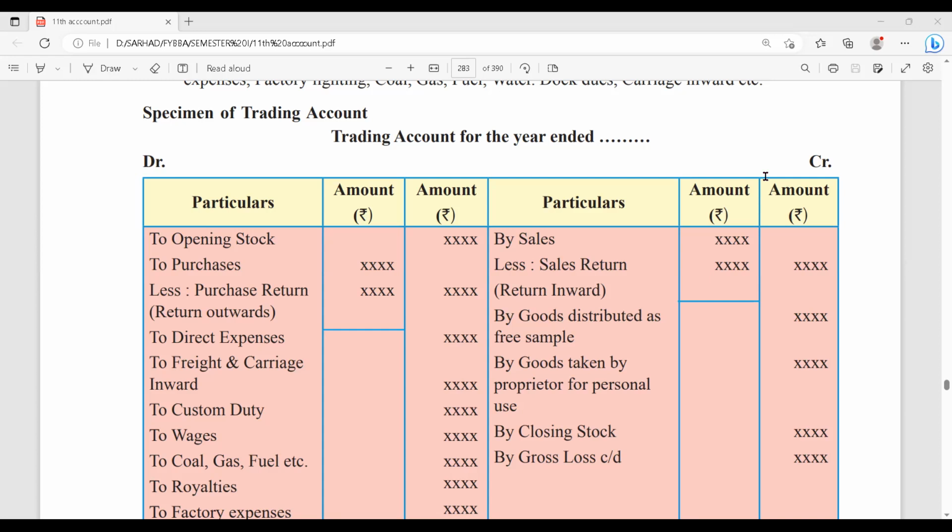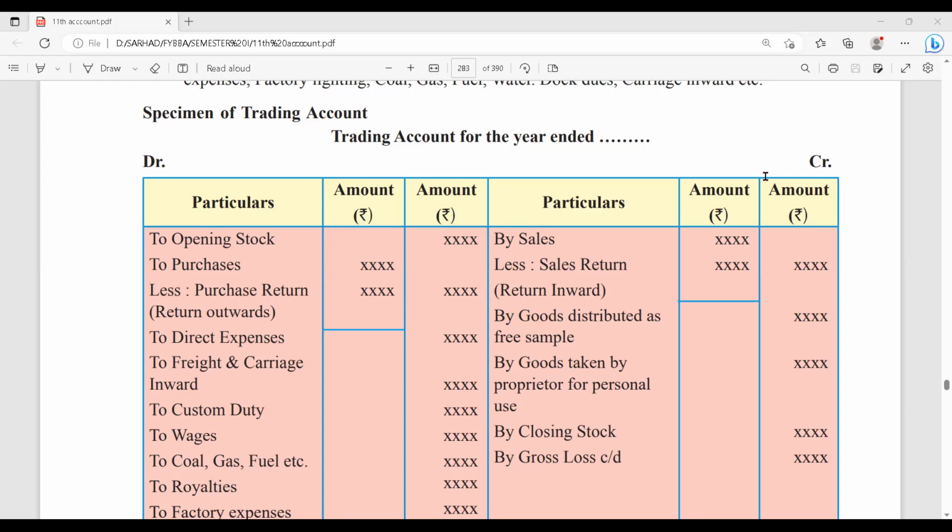Whatever debit balances are there in the trial balance will be recorded either on the trading account debit side, or on the P&L account debit side, or on the balance sheet asset side, depending on the nature of that item. And all the credit balances of the trial balance will be recorded on either the trading account credit side, profit and loss account credit side, or balance sheet liability side. Okay, so remember these points.